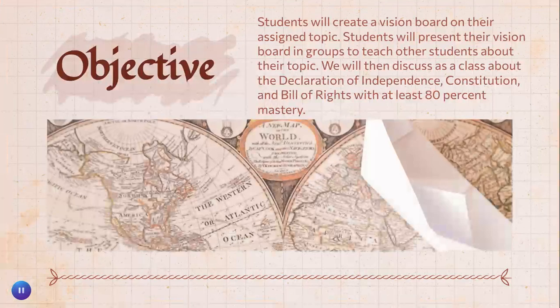Let's get into the objective. Students will create a vision board on their assigned topic. Students will present their vision board in groups to teach other students about their topic. We will then discuss as a class about the Declaration of Independence, Constitution, and the Bill of Rights with at least 80% mastery. The students will be using Canva to create their vision board, and what I mean about different topics is one student may be having to design a vision board over the Fifth Amendment, and the other one might be focusing on a specific section in the Declaration of Independence.